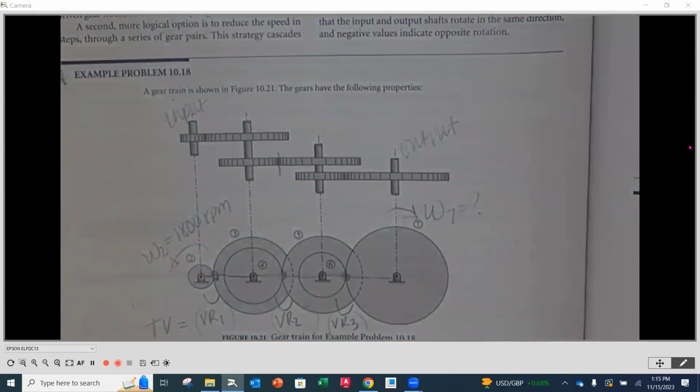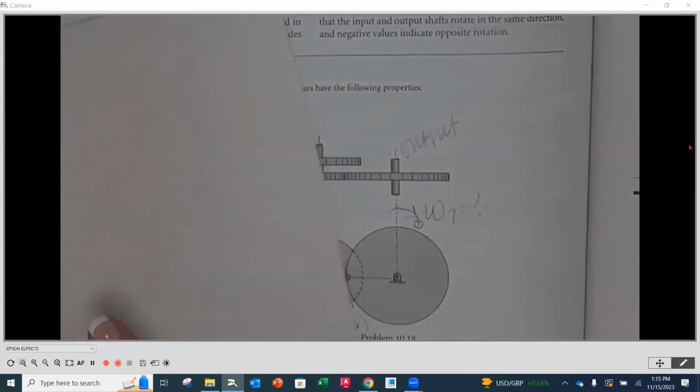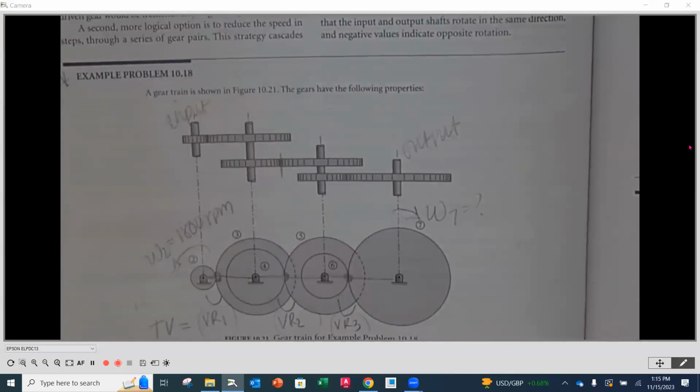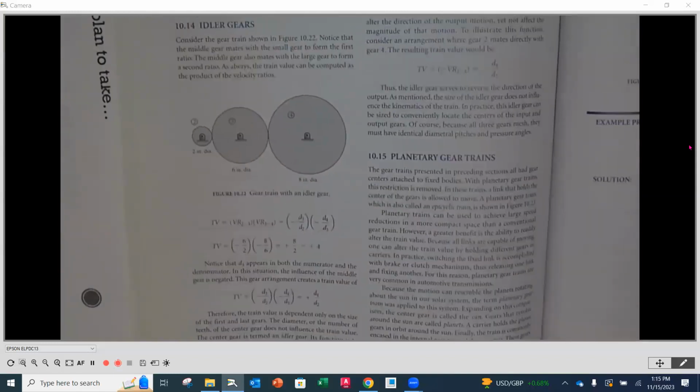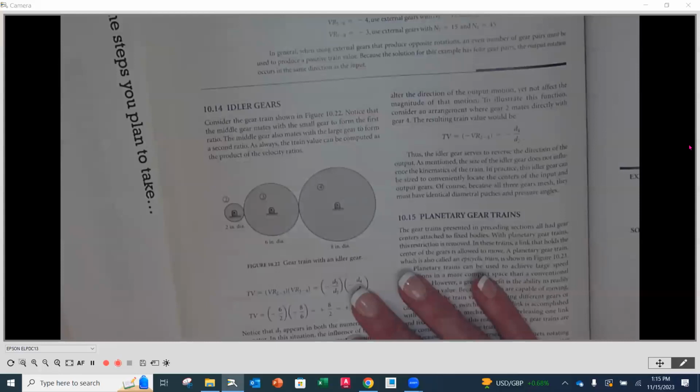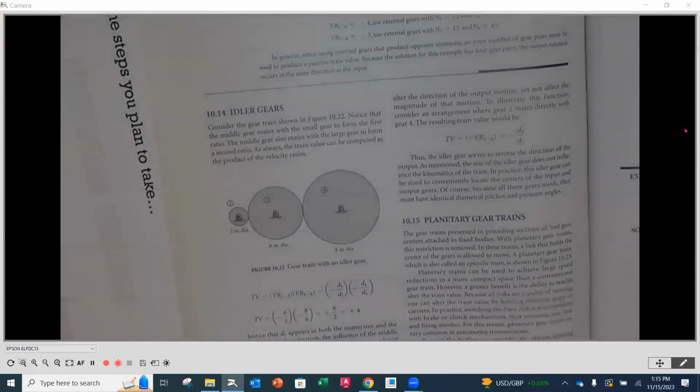All right, okay, so that's going to mimic the second to last problem that you have in your homework, but there's one more type of problem and one more type of gear that we want to look at, and that's going to be an idler. So I'm going to go back to our PowerPoint.